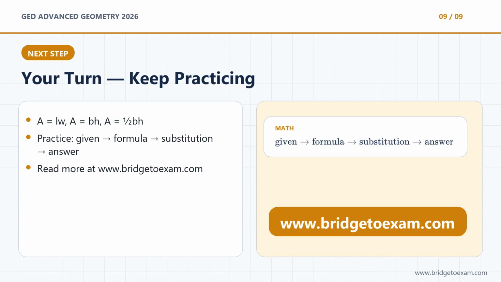Excellent work today. You can now find the area of rectangles, parallelograms, and triangles, work backward to a missing side, and add a cost step. Your mastery check is the 10 practice questions for this session. For each one, write it out this way: given information, then formula, then substitution, then the answer with square units.